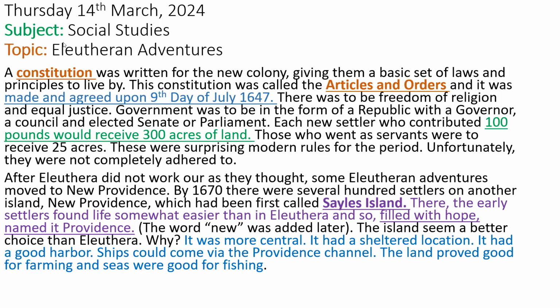New Providence was the main, what should I say? The main city or the main town was called Charlestown, or the capital was called Charlestown, and then it changed it into Nassau, right? So before it was called Nassau, it was called Charlestown, and before it was called New Providence or Providence, it was called Sales Island. All right.